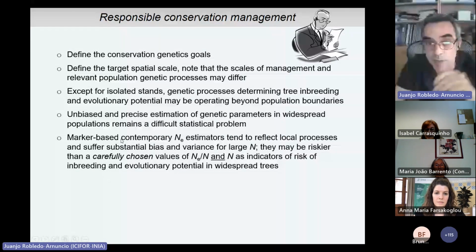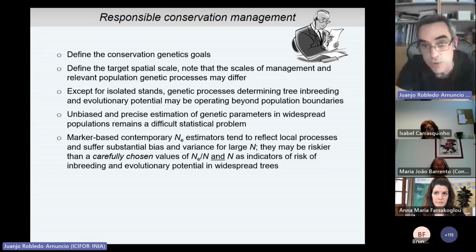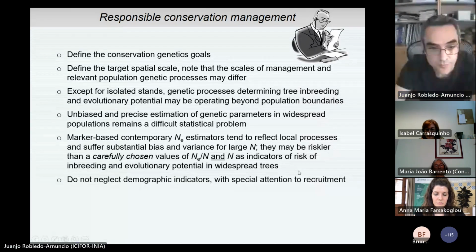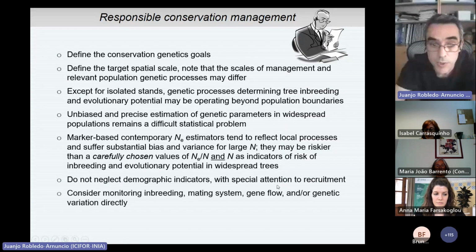Marker-based contemporary NE estimators tend to reflect local processes and suffer substantial bias and variance, so they may be riskier than a carefully chosen value of the ratio between NE and N, and also a carefully chosen value of the census size, as indicators of the risk of inbreeding and evolutionary potential. Of course, do not neglect demographic indicators, with special attention to recruitment, and consider monitoring inbreeding, mating system, gene flow, and genetic variation directly.